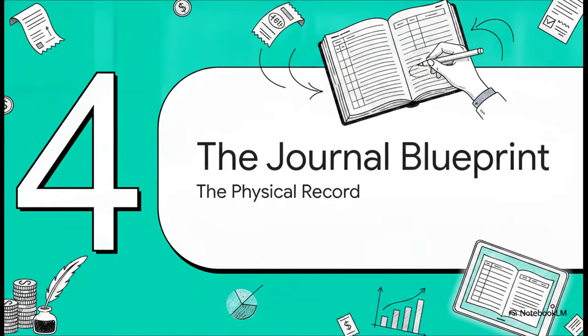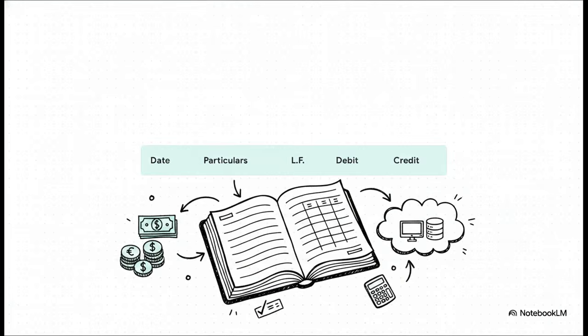And that brings us to Section 4, the journal blueprint. Let's look at how we build the physical record. So, this is the standard 5-column format. It's where every single business transaction materializes into a tangible record. And whether you're using an old-school physical notebook or the latest modern software, this underlying structure right here is the fundamental framework that captures financial reality.